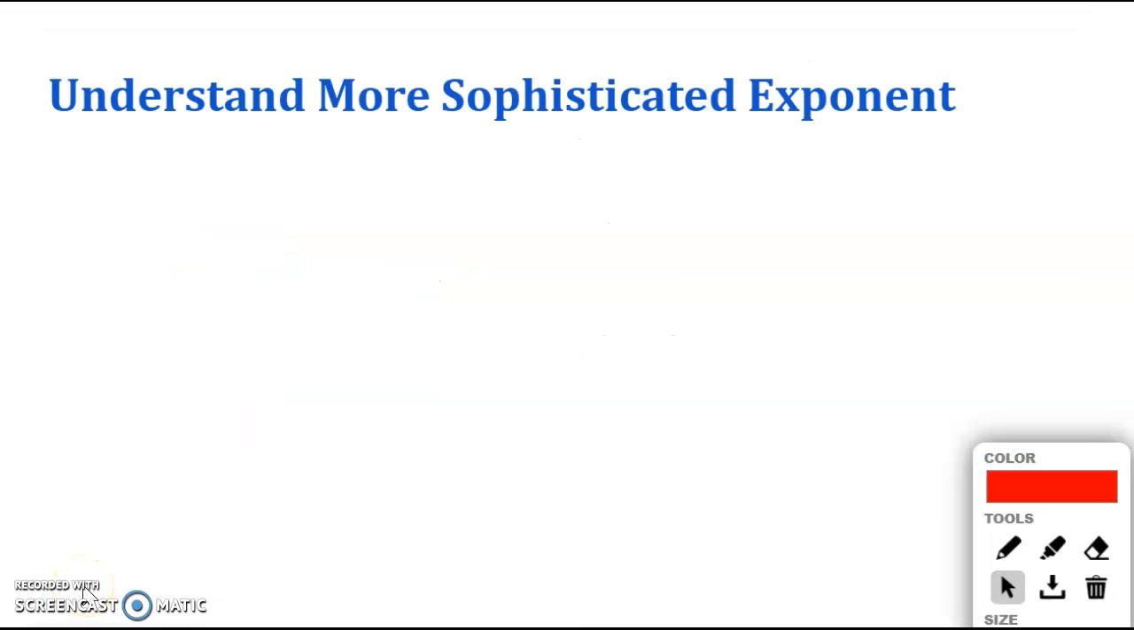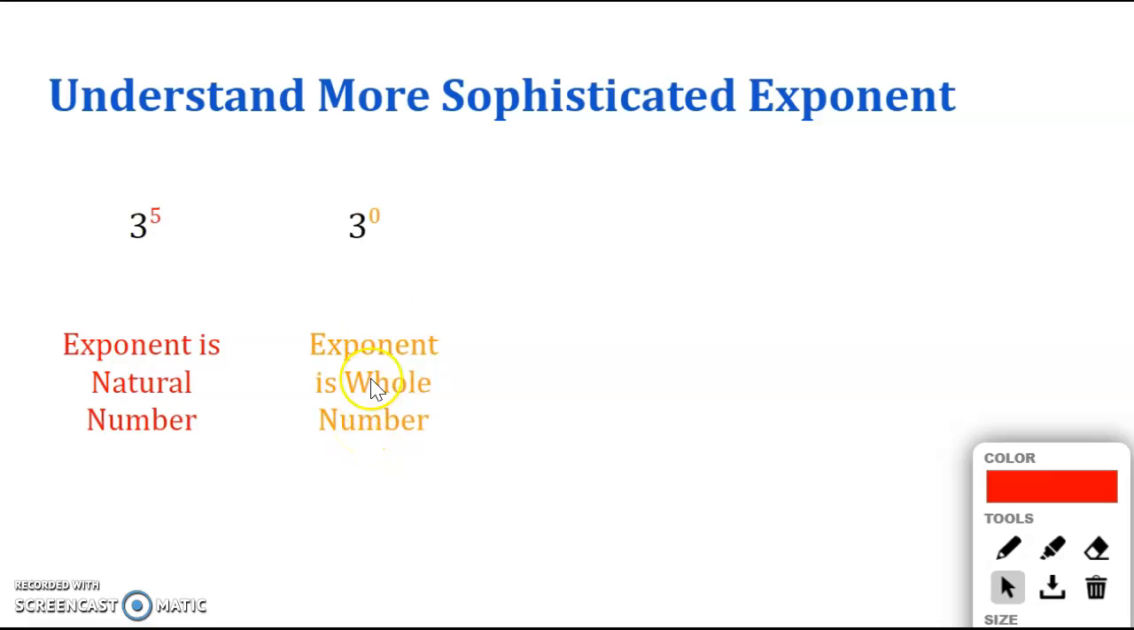Now we're going to extend this further, and we're going to explore more sophisticated exponents. So we know that 3 to the power of 5, the exponent is a natural number. 5 is a natural number, the number that you see in nature, or counting number. 3 to the power of 0, the exponent is a whole number now. We ventured into the whole numbers, and we know that 3 to the power of 0 is 1. What about 3 to the power of -5? Now we're dealing with an exponent that is an integer, because -5 is a negative number.